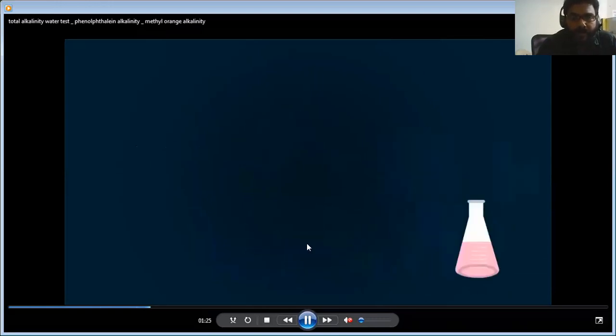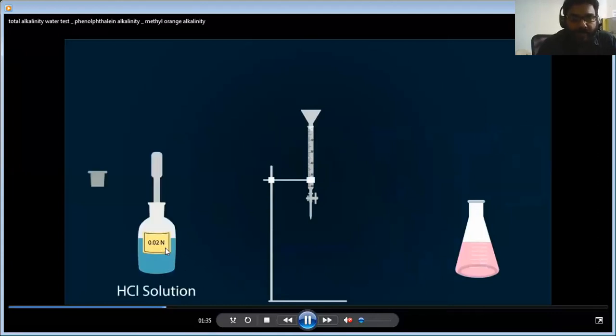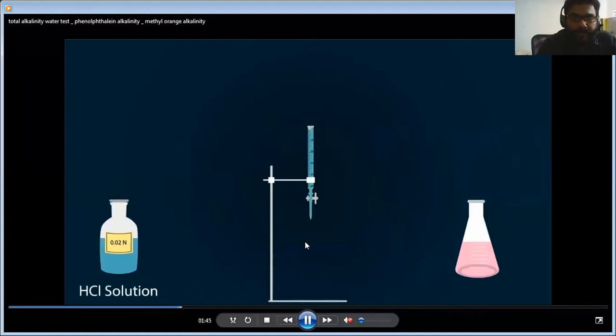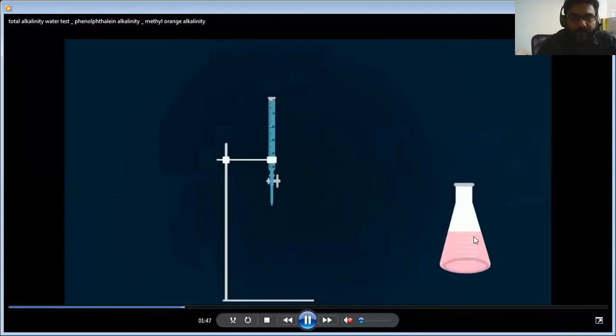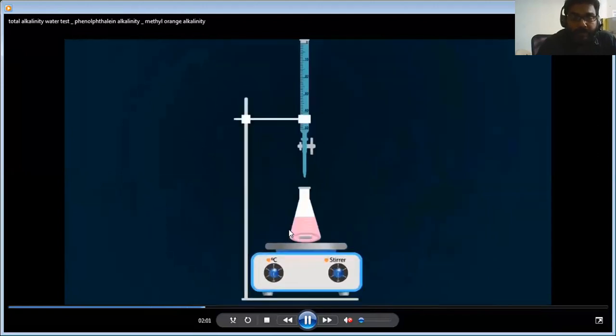Next we take the burette with stand. Fill it with 0.02 normality HCl up to the 0 mark. Now we can titrate with this solution. We keep the conical flask containing water on the magnetic stirrer. The magnetic bar stirs the solution.